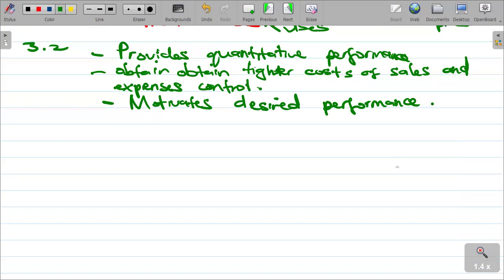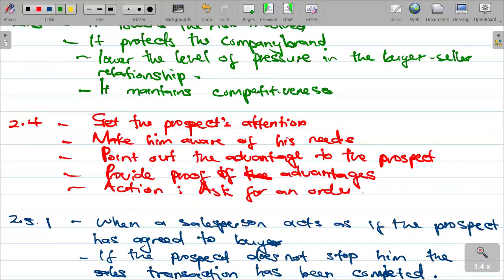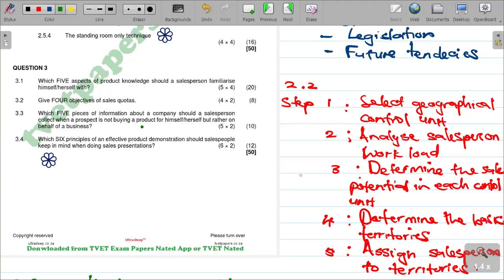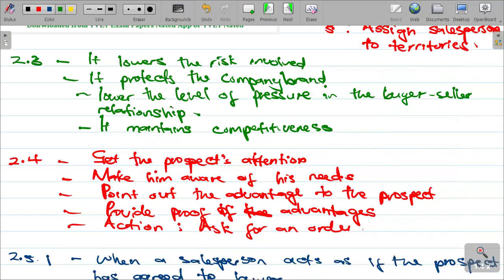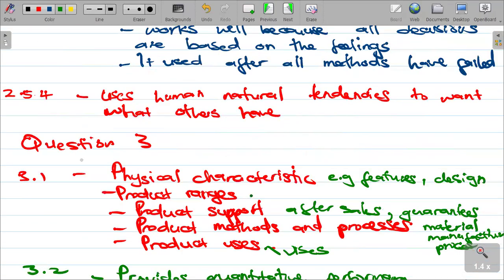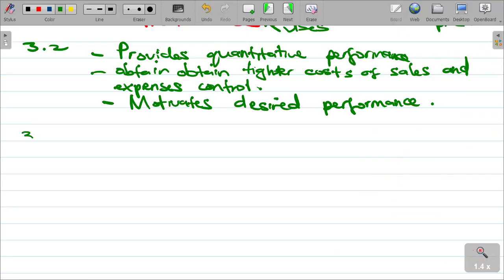Right. Let's move on to 3.3. Which 5 pieces of information about a company should a salesperson collect when a prospect is not buying a product for himself or herself, but rather for or on behalf of a business? We're talking about pieces of information that the salesperson should collect if the prospect is not buying for himself. You're supposed to have the name and the address of the company.